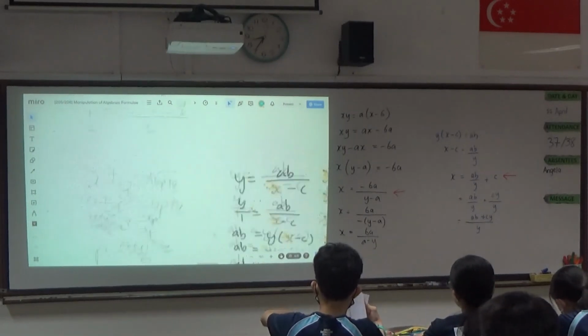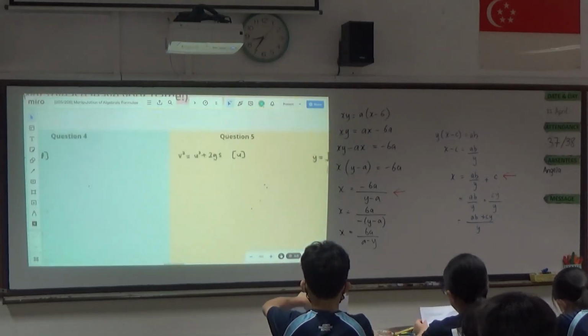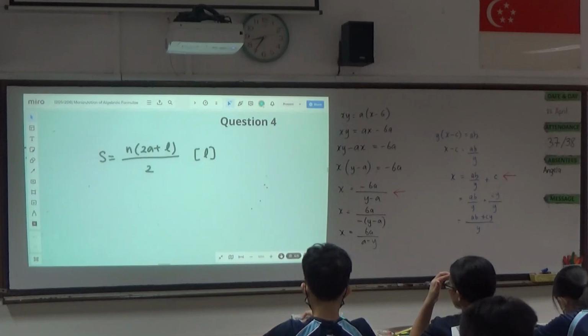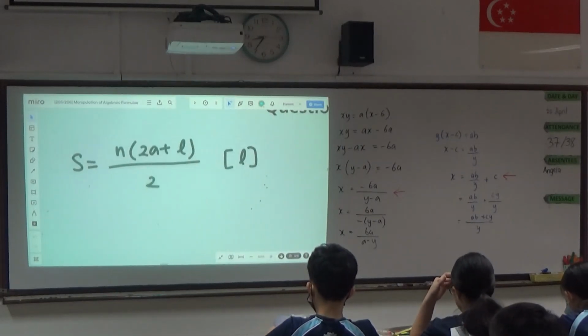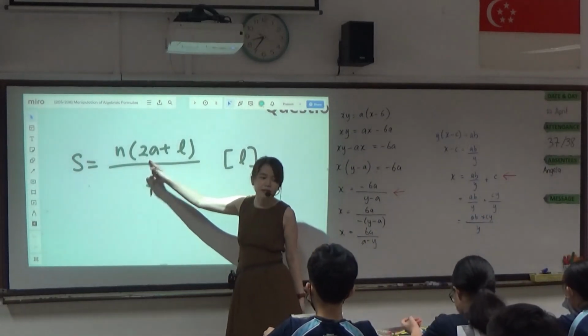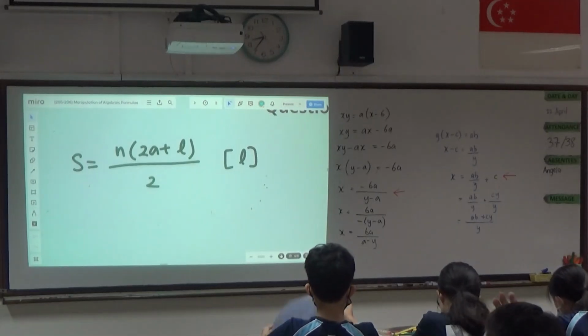Chishi just now reminded me that for question 4 in your worksheet, I typed wrongly, so you may want to correct it. It is S equals N times 2A plus L. I mistyped it as 2N plus L. So you want to correct that part.